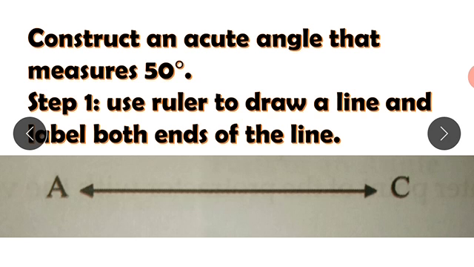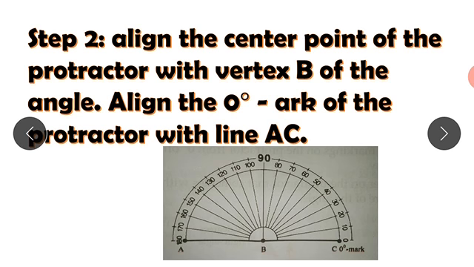Next is how to construct an angle using a protractor. First, what angle are you going to construct? We will construct 50 degrees, and it is an acute angle. The first step is use a ruler to draw a line and label both ends of the line, A and C. The second step is align the center of the protractor with the vertex B of the angle. So you will draw B at the middle.